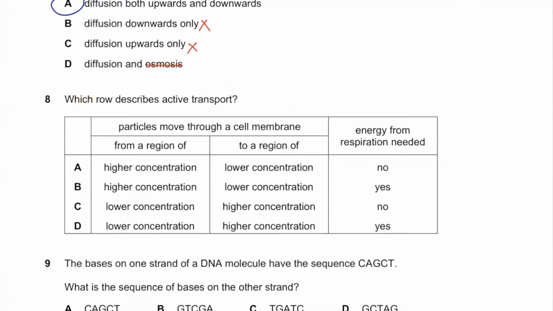Question number 8. Which row describes active transport? Particles moving through a cell membrane from a region of... All right, in active transport, particles move from a lower concentration to a higher concentration. So C and D could be correct. Active transport requires energy from respiration, so it will be a yes. So 8D will be the correct answer.